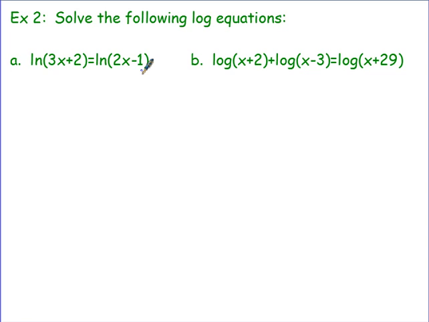Okay, so let's see how you did. Yes, you should have started by canceling your logs. You were left with 3x plus 2 equals 2x minus 1. Put your x's together. Subtract 2x. 3x, take away 2x, leaves you with 1x. Bring down your plus 2. Bring down your negative 1.